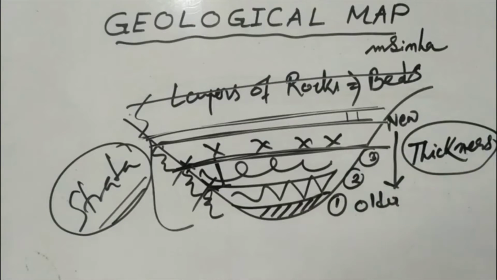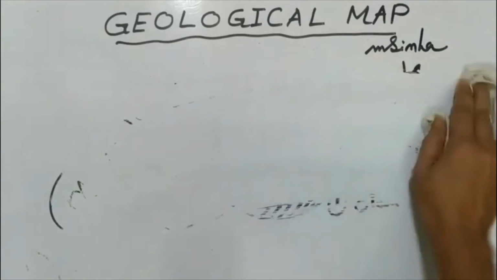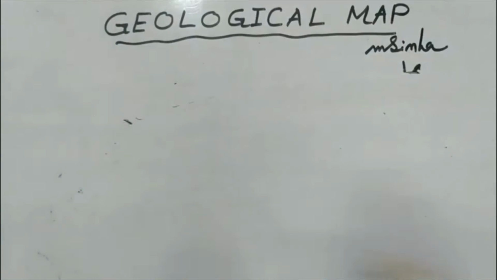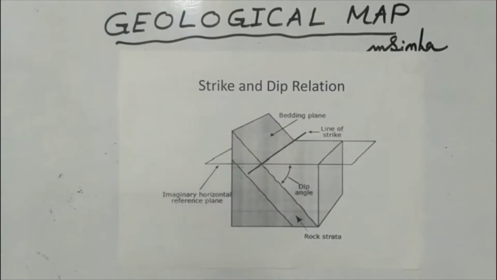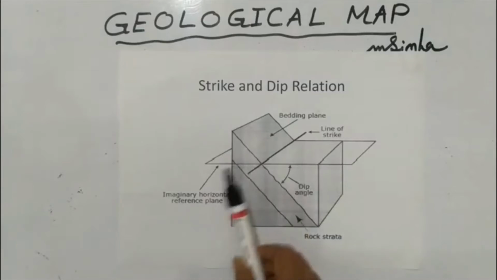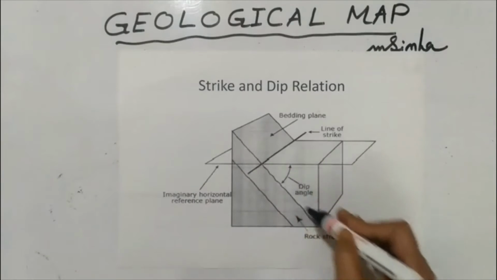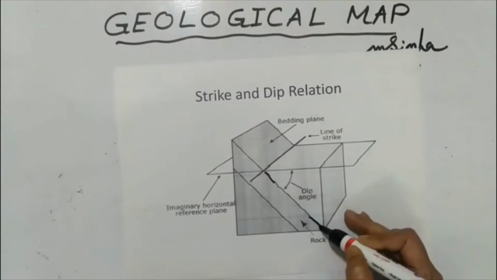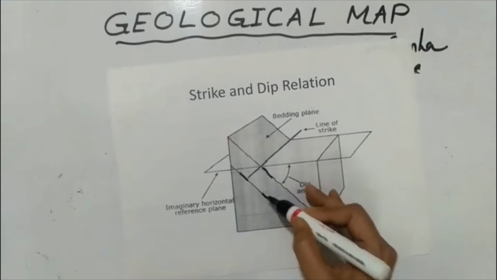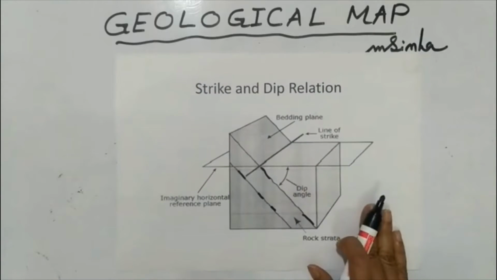Now two important things in a geological map: strike and dip. We are all familiar with and discuss strike and dip a lot. Okay, we can take help of this picture. What is strike, what is dip? Suppose it's a block diagram and the rock beds are inclined in that direction. That is known as dip.